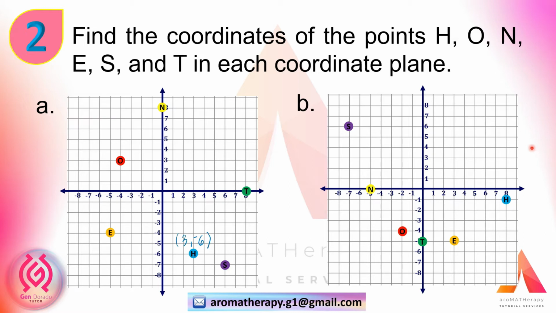Let's proceed to point O. Point O is located in quadrant 2. So, negative, positive. You have negative 4, positive 3. Ayan. 4, 3. I-align. Sige. Pero mauna si X, sunod si Y. Sige. Let's proceed to N.